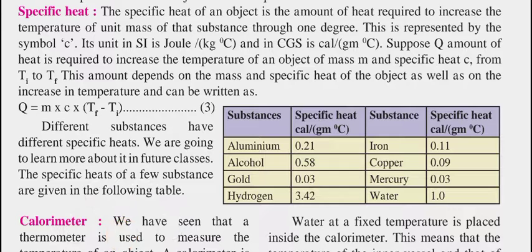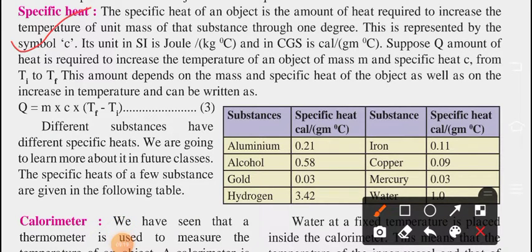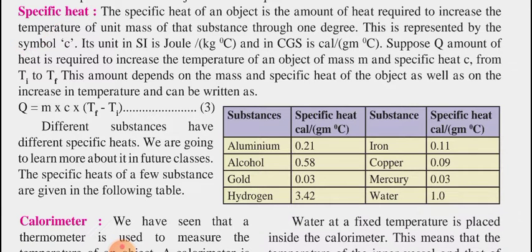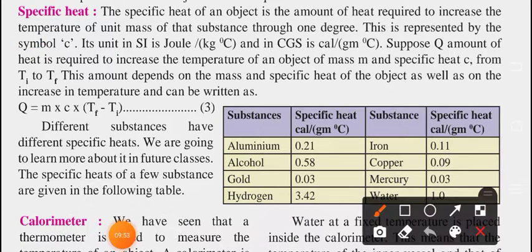Next is specific heat. The specific heat of an object is the amount of heat required to increase the temperature of unit mass of that substance through 1 degree. Whatever object is there, the amount of heat required to increase the temperature of that specific object, with respect to its unit mass, through 1 degree. If you want to increase the temperature, obviously you will increase it by 1 degree only.